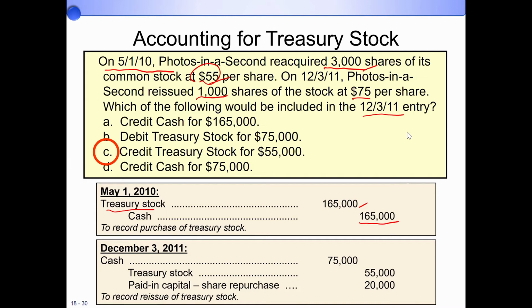So let me ask you, what kind of account is treasury stock? What do you think? Is it an asset account, a liability account, or a shareholders equity account? Equity. Shareholder. Yeah, shareholder equity, right? So it's a shareholders equity account. Specifically, this is a contra shareholders equity account.